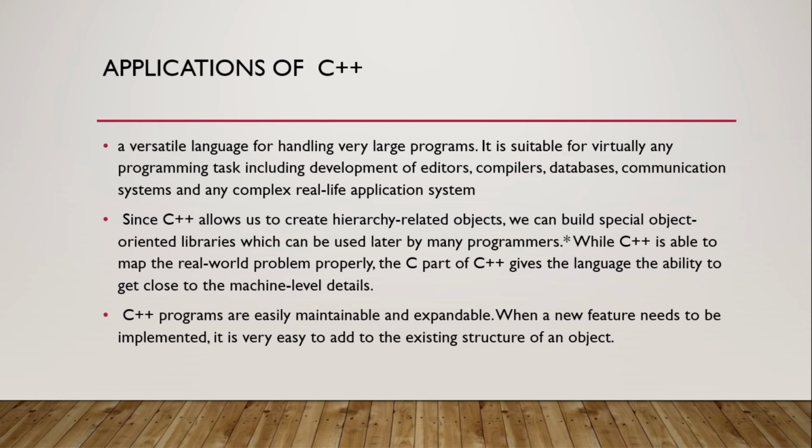While C++ is able to map the real-world problem properly, the C part of C++ gives the language the ability to get close to the machine level details. C++ programs are easily maintainable and expandable when a new feature needs to be implemented. It is very easy to add to the existing structure of an object. As you know, in Python it is very difficult to add new structures and new functions into the existing structure. But C++ programming is not like that, and it is very closely tied to the CPU or machine language.